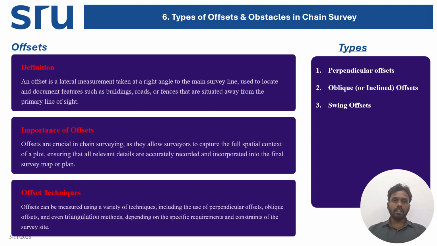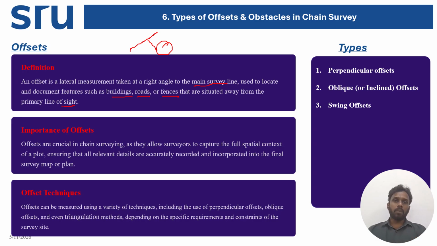taken at right angle at the main survey line. So you can see here, it is taken from the right angle at the main survey line, used to locate documented features such as a building. If there's a building which is located near your major survey line, you are going to use this offset to locate your buildings, your roads, and fences that are situated away from the primary line of sight also. Okay. So if this is your survey line, from this, how much distance a particular object is there, that object can be located with the help of offset.